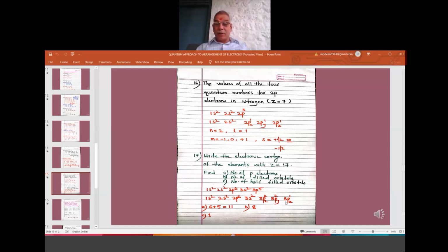Now question number 1. Find the number of electrons in the p orbitals. In the 2p there are 6, in the 3p there are 5. Totally 11 electrons in the p orbitals. One p is 2p, the other p is 3p. There are 3 suborbitals in 2p and 3 in 3p. So altogether we have 11 electrons.